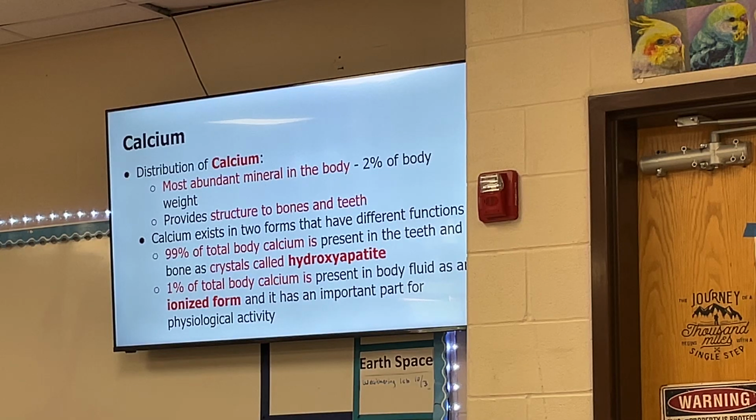Calcium is the most abundant mineral in the body, about 2% of the body weight. When you're considering an adult human, that's a significant amount of body weight. And of course, it's the structure in bones and teeth, which is why it's such an abundant mineral. 99% of total body calcium is present in the teeth and bones, as crystals called hydroxyapatite. 1% of the total body calcium is in ionized form and is an important part of physiological activity.